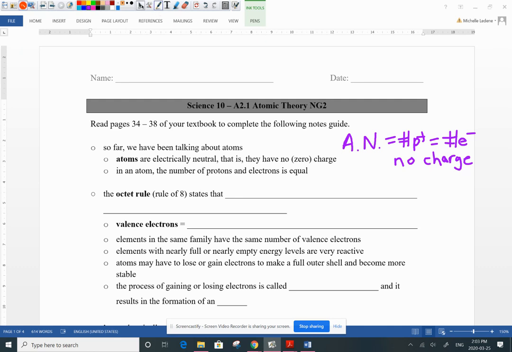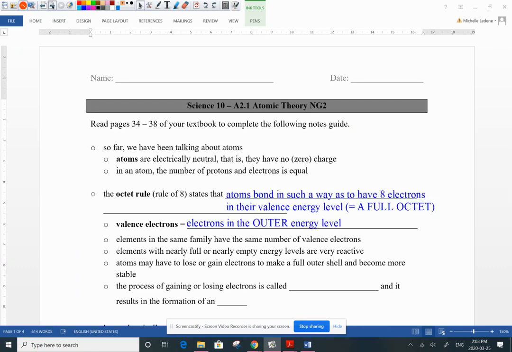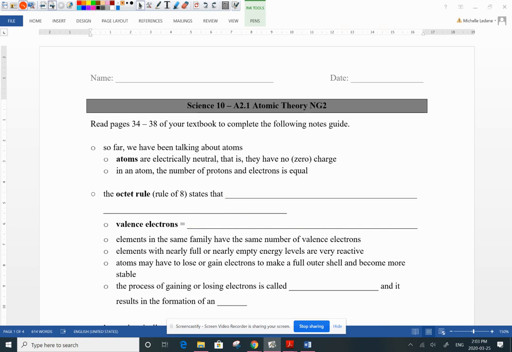To do that, there's a couple things we need to discuss. Number one is the octet rule. Atoms are always wanting to have 8 electrons in their valence energy level. These are the electrons in the outer energy level. This is what we call a full octet. Every atom is trying to be just like a noble gas, and noble gases have this full octet.